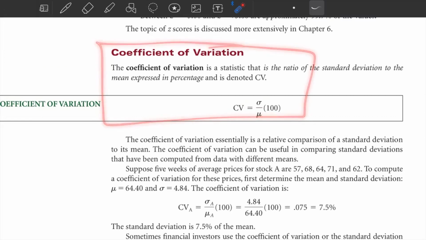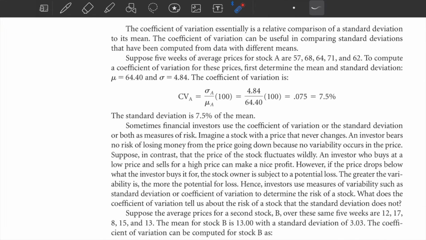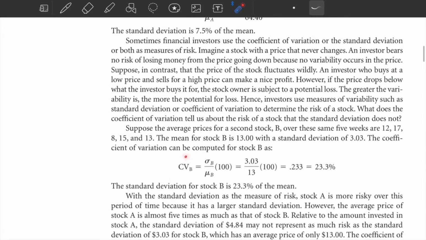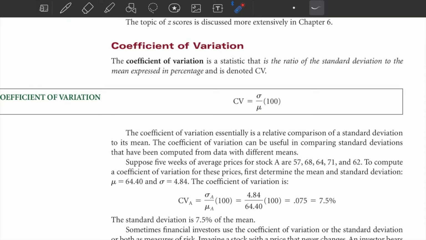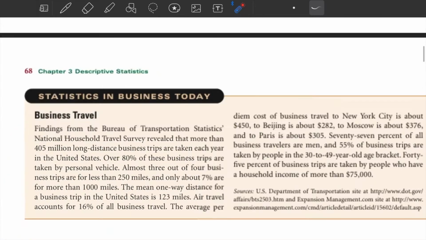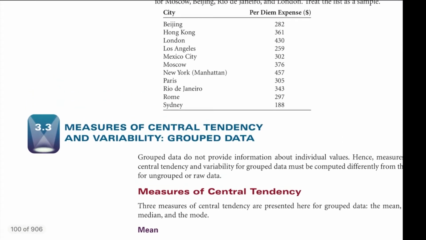Now there is another term, coefficient of variation, which is nothing but sigma divided by mu into 100, meaning you are converting that into percentage. This also gives a sense of variation, and as I read, this is mostly used in financial statistics. So you can remember this formula: coefficient of variation is equal to sigma divided by mu into 100.